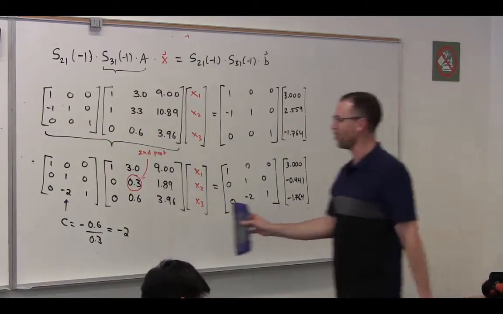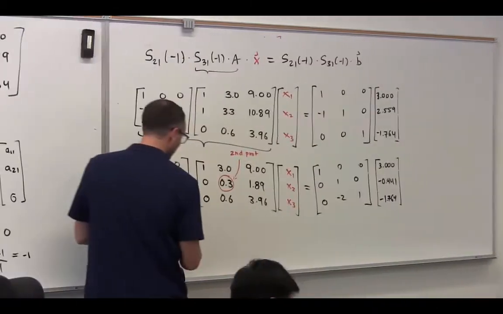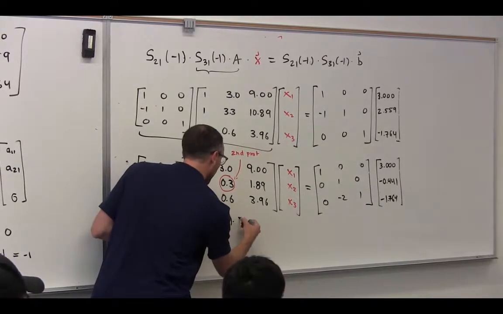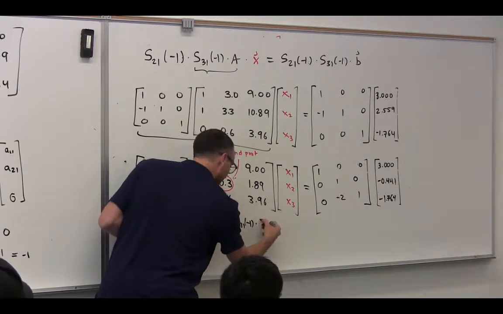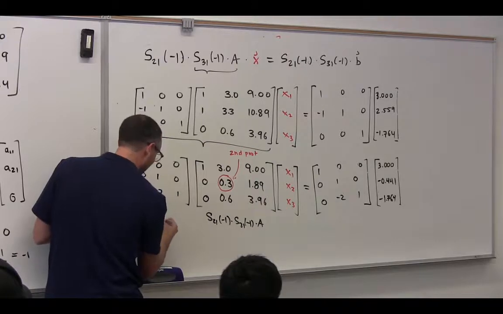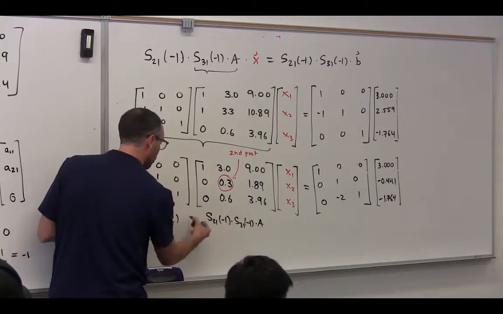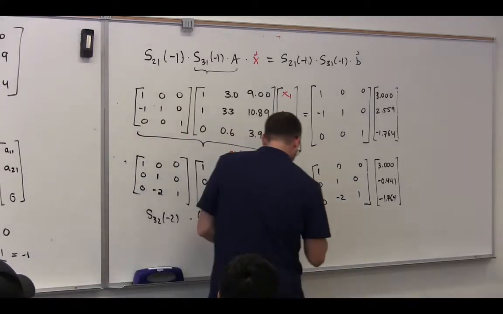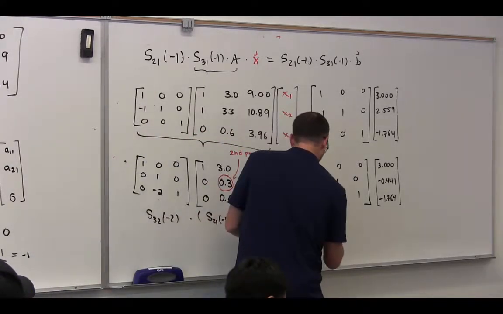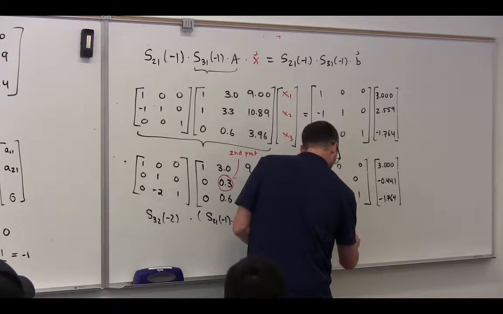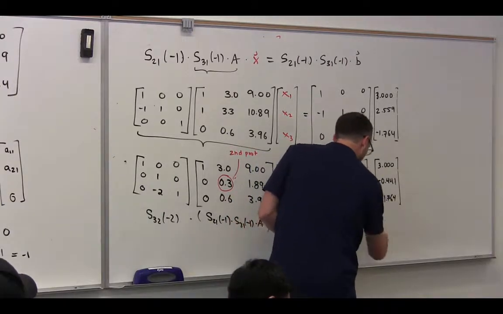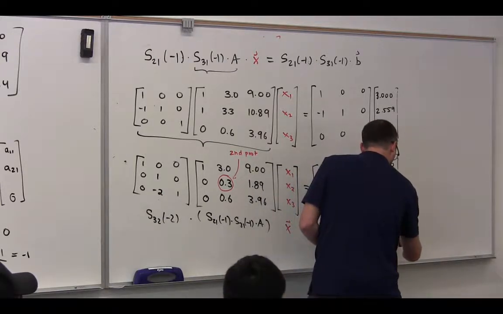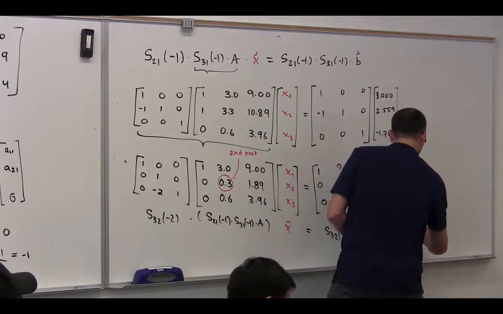Order of operation matters, especially in computation. This thing right here is actually S21 of -1 times S31 of -1 times the original matrix A, and then this now is S32 of -2. These things have already happened, right? And what's crazy about this is now S32 of -2, and then this thing right there is actually S21 of -1 times S31 of -1 times B.